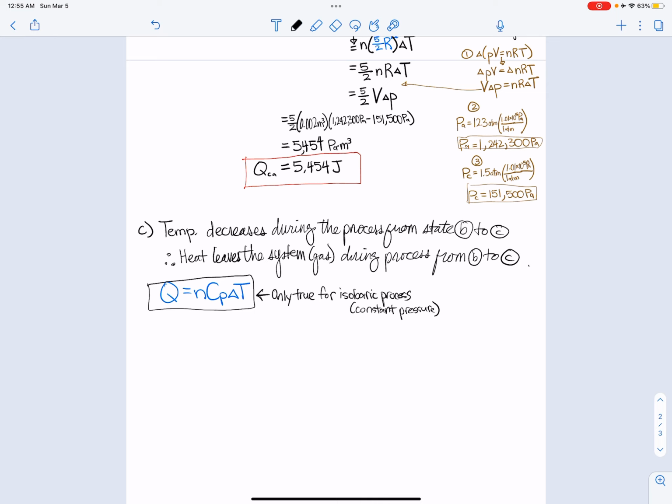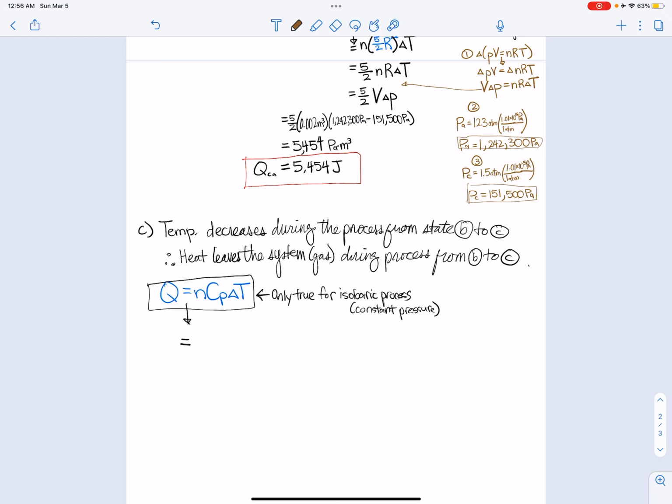Awesome. So again, I'm going to try to rewrite this because I was not given Cp in this problem. I was not given the molar heat capacity for constant pressure. So how do I do that? And also, I don't know what delta T is. I don't know the temperature in state A, state B, or state C. That wasn't given. So I'm going to do it the same way I did for part B, using that delta PV equals nRT trick.